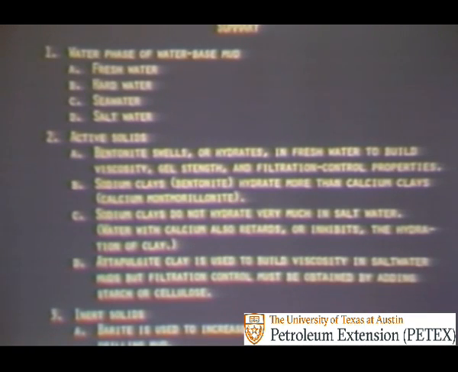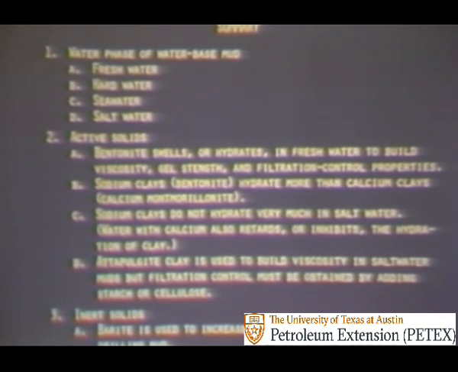To summarize this section, first we talked about the water phase of water-based mud and saw that freshwater, hard water, seawater, and saltwater are used to make mud. Then we discussed active solids and saw that bentonite swells or hydrates in fresh water to build viscosity, gel strength, and filtration control properties. Also, sodium clays, bentonite, hydrate more than calcium clays, calcium montmorillonite, and sodium clays do not hydrate very much in salt water.